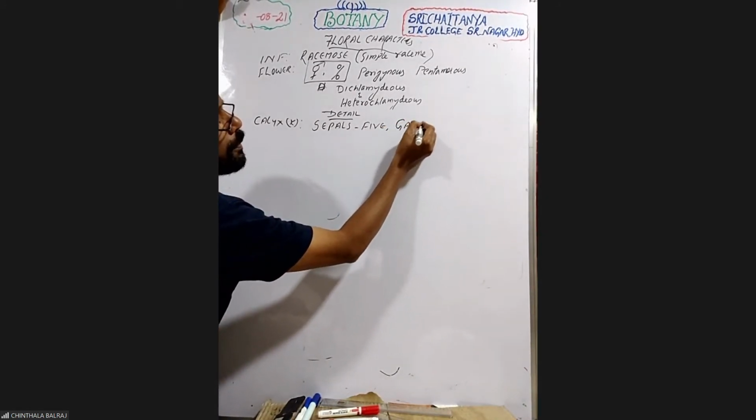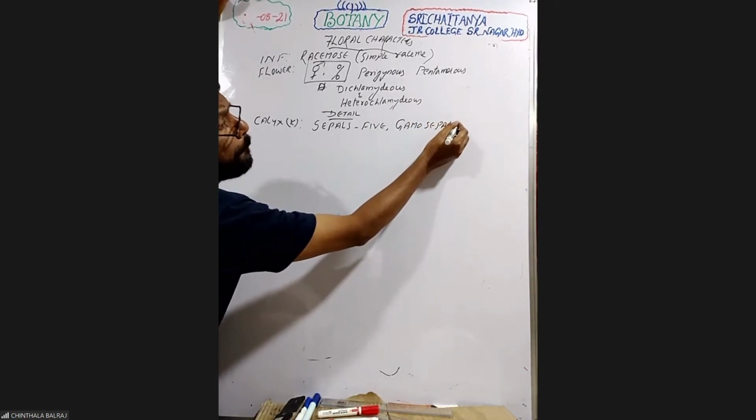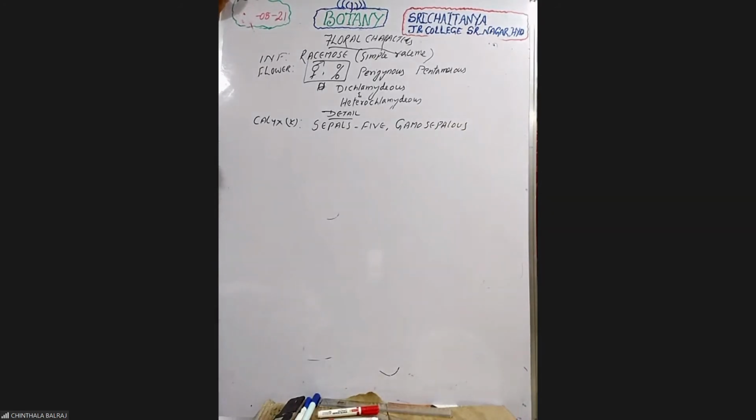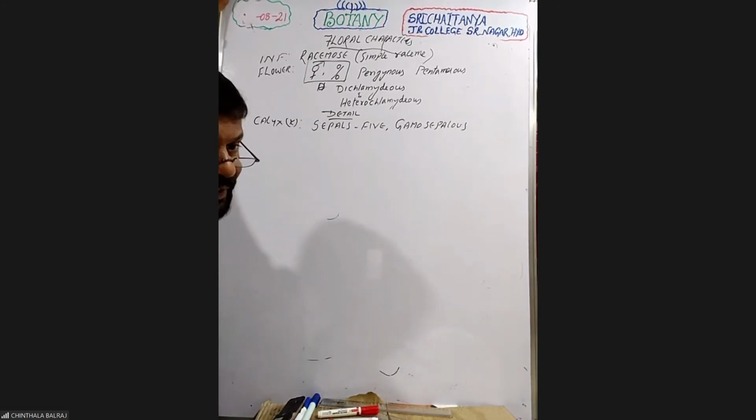Gamosepalous. Which is the polysepalous family studied by you? Brassicaceae. See the floral diagram on the left side: 2 plus 2, sepals 4. They are free. So only Brassicaceae is polysepalous. Remaining all are gamosepalous.